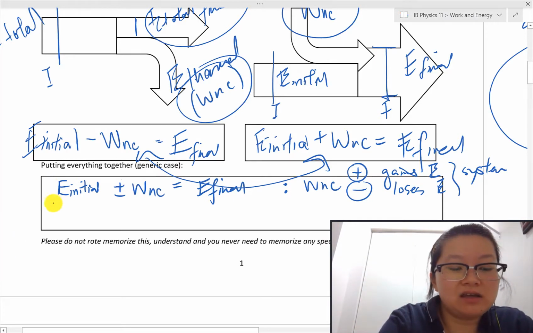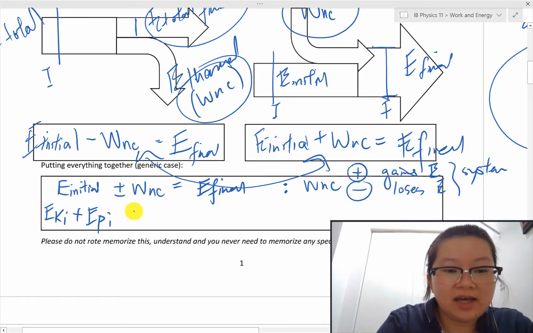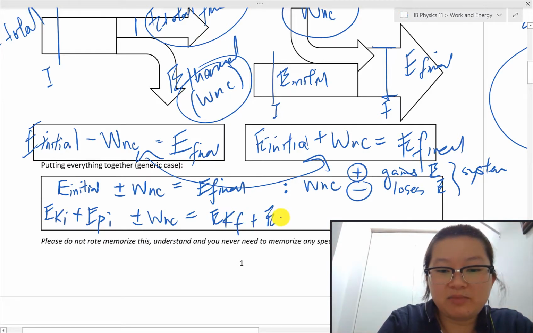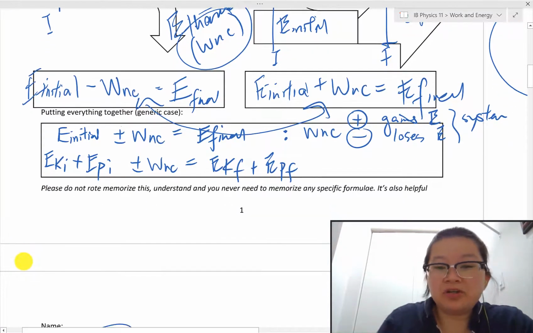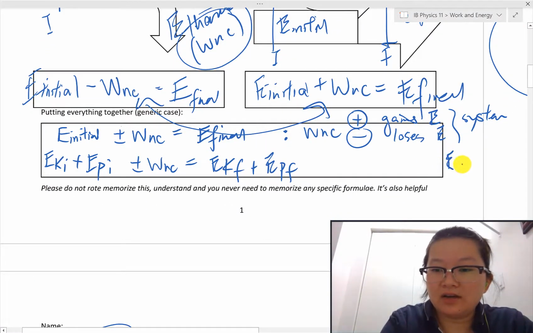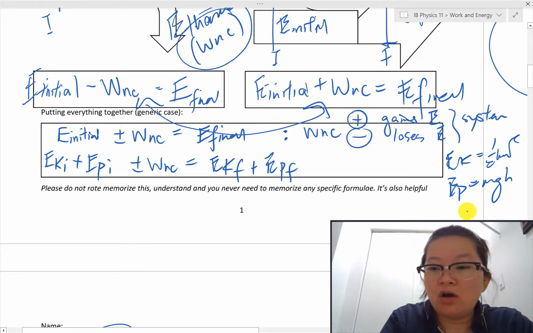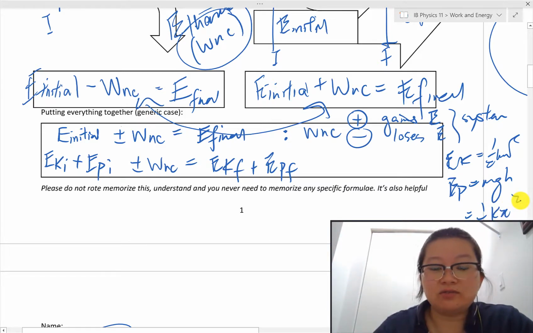So let's keep writing here. My initial can be E_K initial. It also can be in the form of potential energy. And again, I'm going to plus or minus this work being done to our system or not. And then E final, we can write E_K final plus E_P final for potential energy, okay? And if you want to put in the equations, sure, you can go ahead. Kinetic energy is 1/2 mv squared, and potential energy is mgh if we're talking about gravitational, or if we're talking about elastic, that's 1/2 kx squared. All in your data booklet, you can refer to it there.